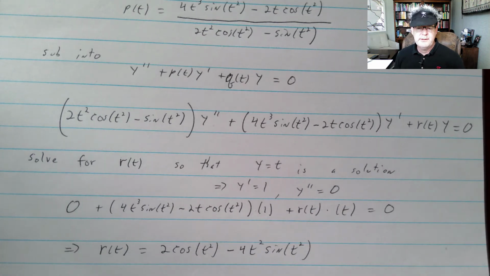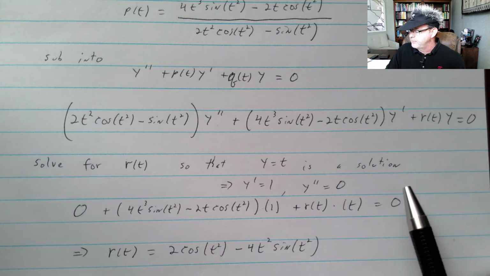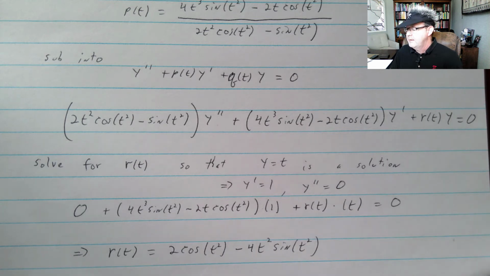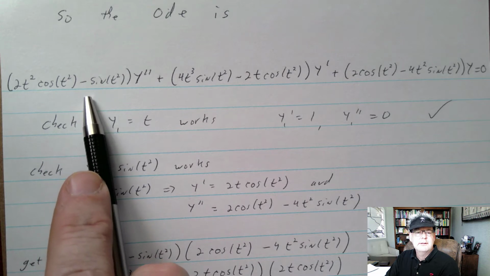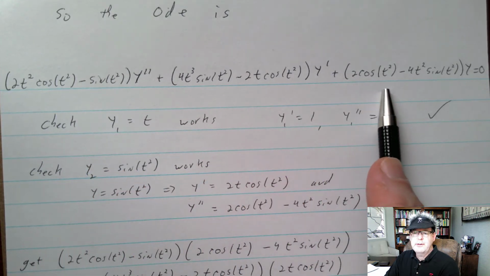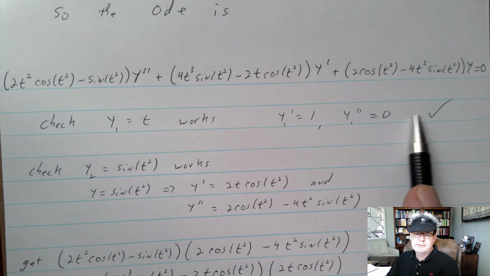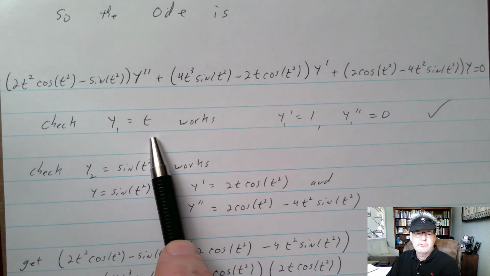So now I'll put this back into my ODE. The R of t is what we just solved for. So if I put in that R of t, then what I now have is this quite long differential equation. These were the same terms as before, and there's what I get when I put in my R of t. Well, let's check the solutions. Y1 equals t works. That was forced.